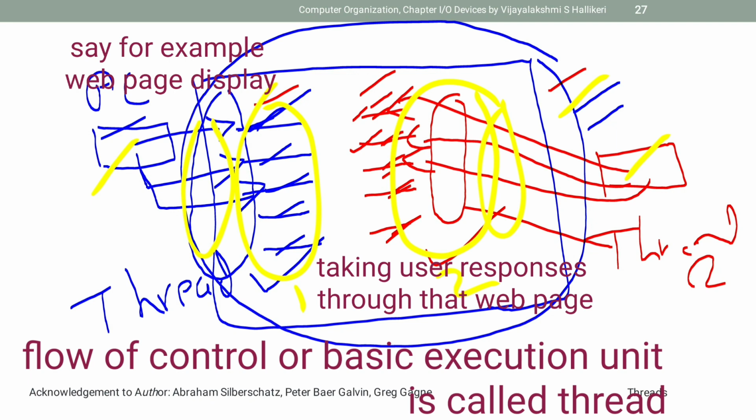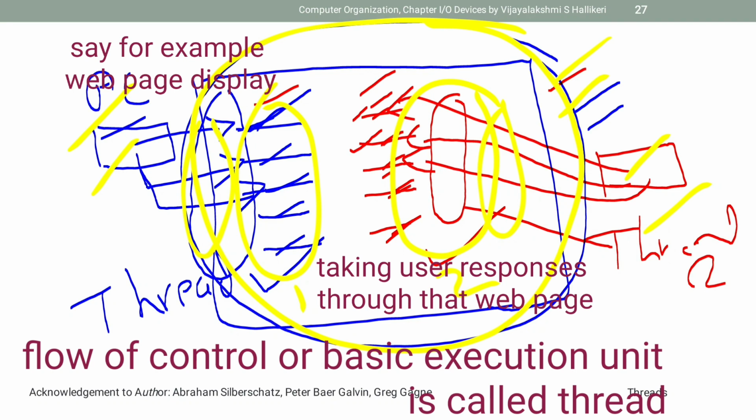So each thread will have its own registers and stack. They will be sharing the same code, data, and file section of the process to which they belong. So we have to remember these words. What is the point here? The threads have their own registers and stack, but they share the same code, data, and file sections of the process to which they belong.